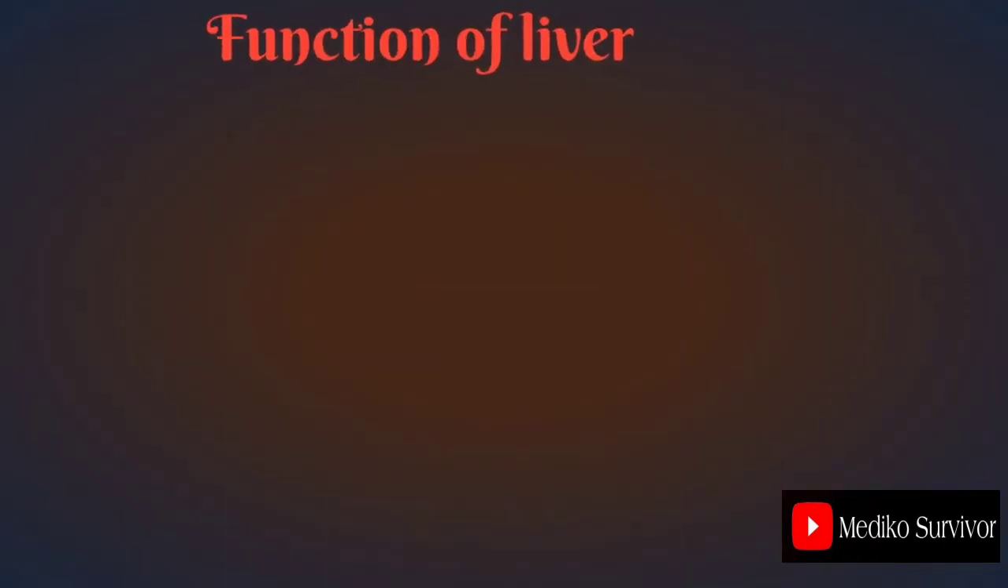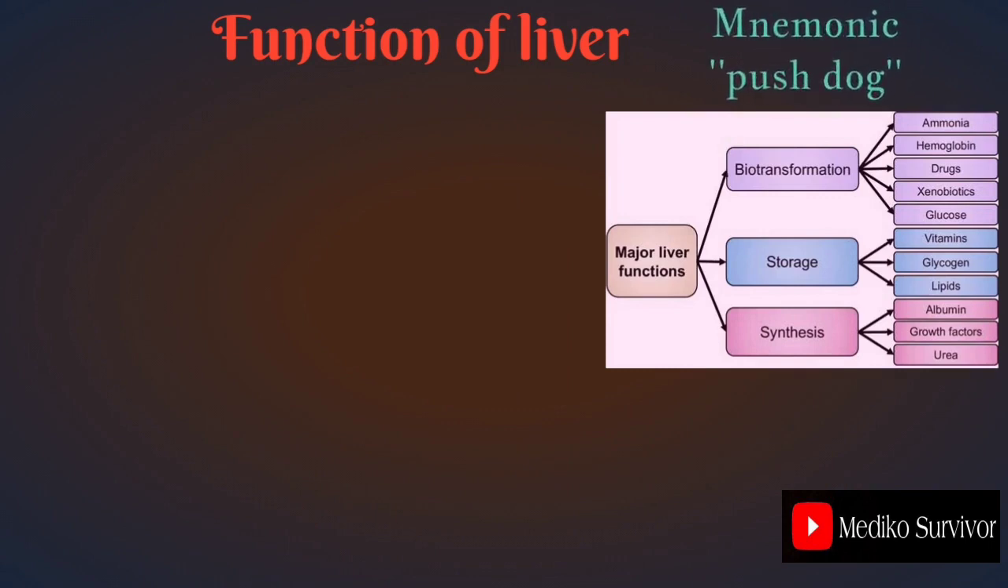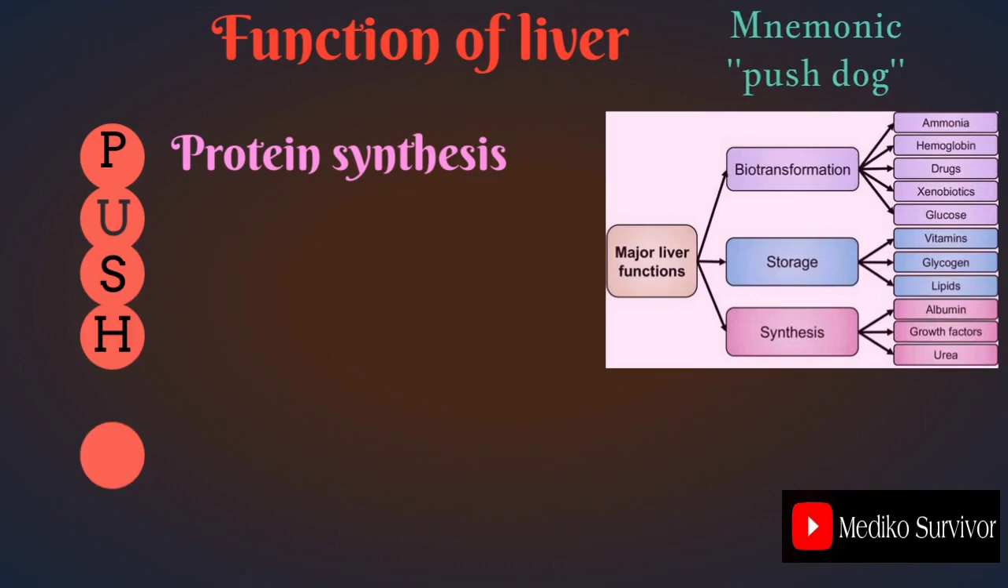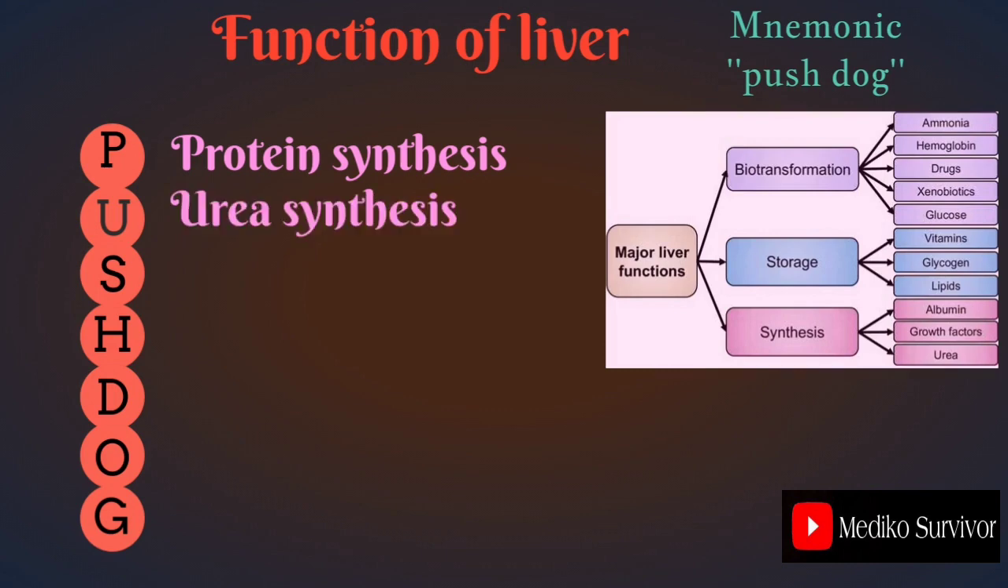Functions of liver. You can memorize it with the mnemonic PUSH DOG. Which includes 1. Protein synthesis, like prothrombin, lipoproteins, globulins, and albumin. 2. Urea synthesis. 3. Storage of glycogen, vitamin A, vitamin B12, iron, and copper.